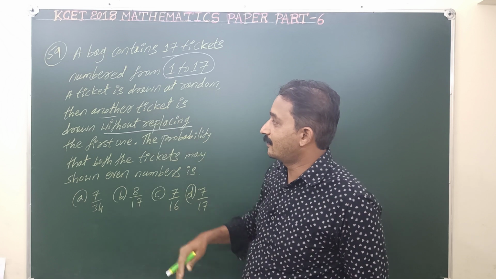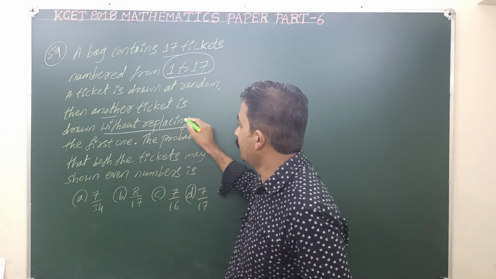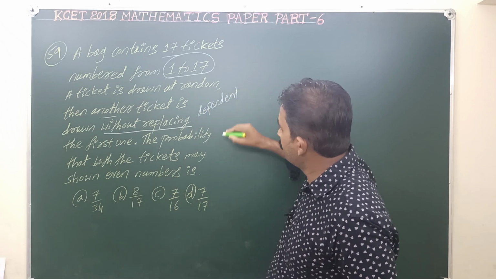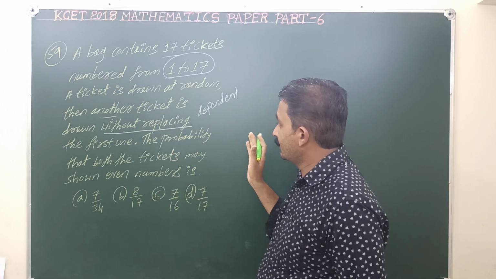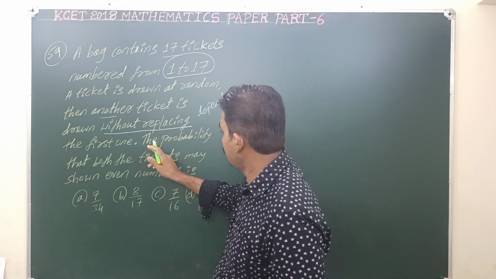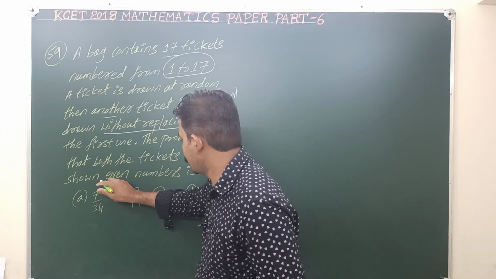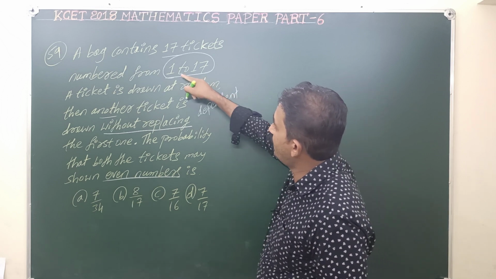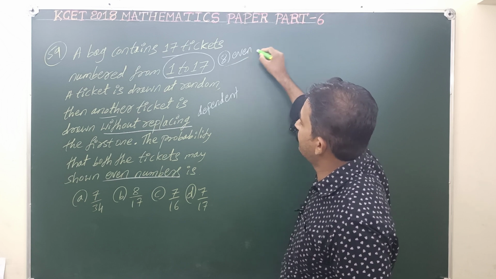Here 2 tickets are drawn in this case. The 2 events are dependent events because without replacing. On the basis of dependent events we can use the multiplication theorem rule in this case. We find the probability that both tickets show even numbers, which is very important, even numbers. So in 1 to 17, 8 even numbers are there. This is essential, 8 even numbers.